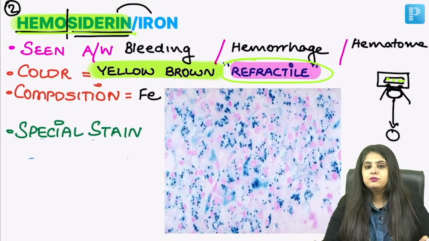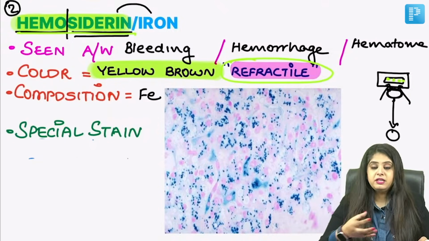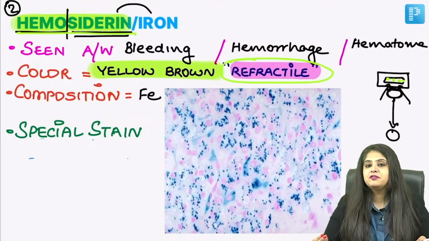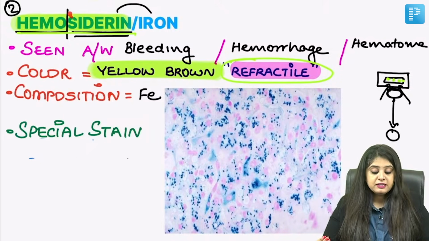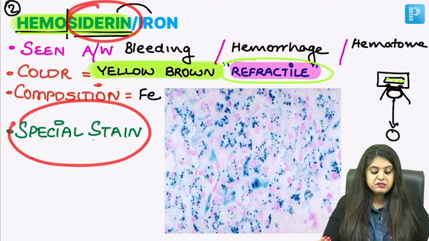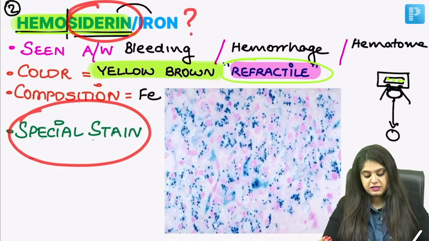Plus we are new fresher students. How will we know so many intricate details of a microscope? Can you confirm that truly this is iron? Can you give me a special stain? So what is the special stain for iron?